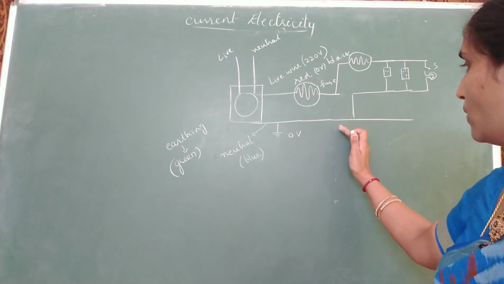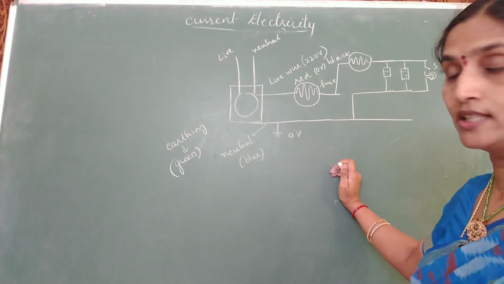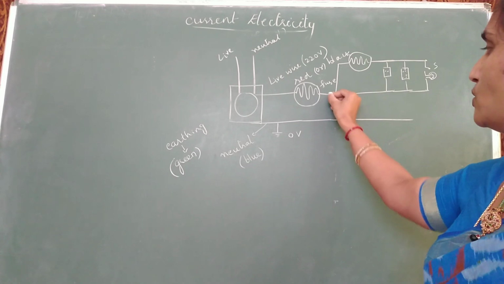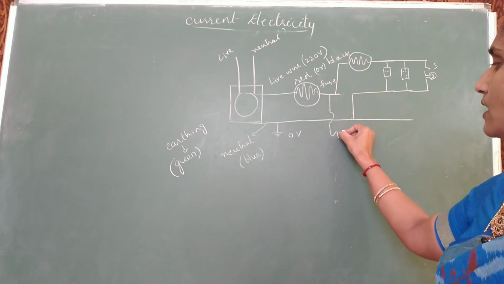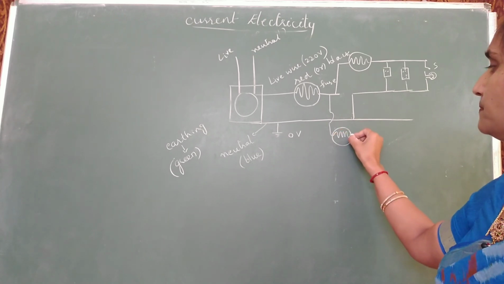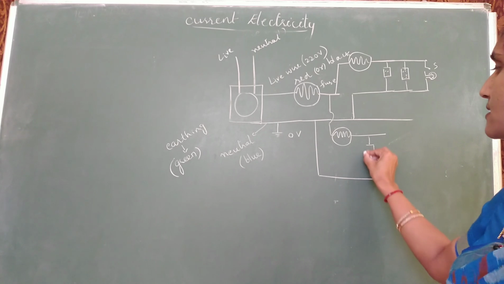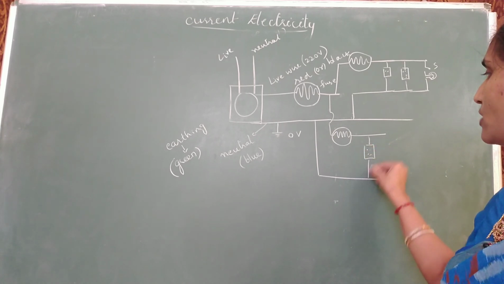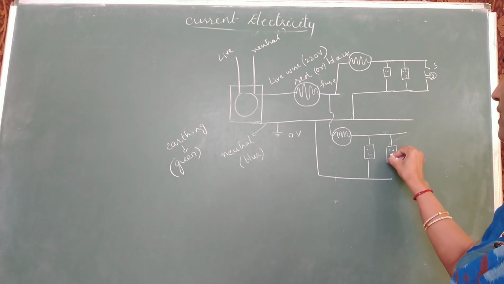Then coming to one more room. From the mains, we are also giving the connections to another room, say the living room. Take two wires again, one from the line. Again we have to connect a fuse, one from earthing, and these are the sockets to connect your appliances.